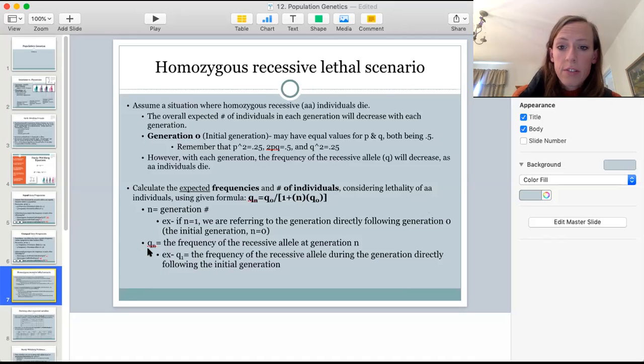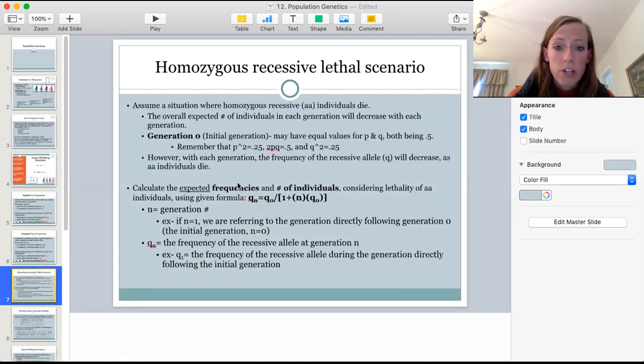Now Qn is Q at generation, whatever n is equal to. So if we're talking about generation 1, the one directly following generation 0, then we're talking about Q, the frequency of the recessive allele in generation 1, okay? So Q1 is equal to the frequency of the recessive allele during the generation directly following the initial generation. All right, so that is what you're looking for. You don't know that, you want to find that. And you can find that by plugging in the other numbers, okay?